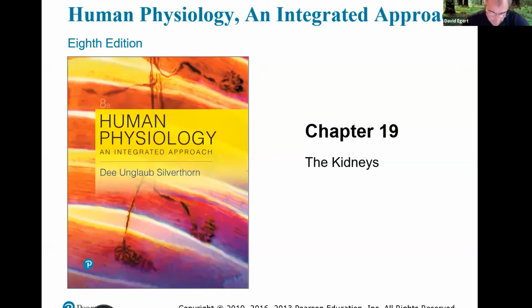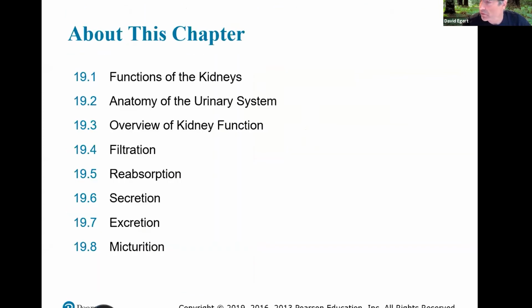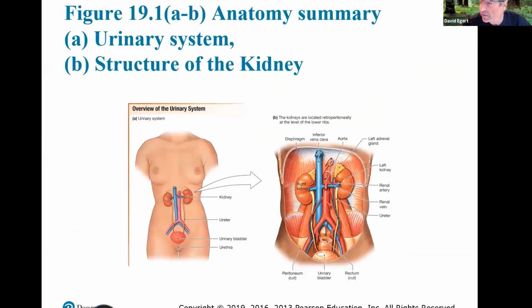All right, so let's continue then. Actually now I can share this other one. All of these things again are posted on your module, so you have access to all of these.